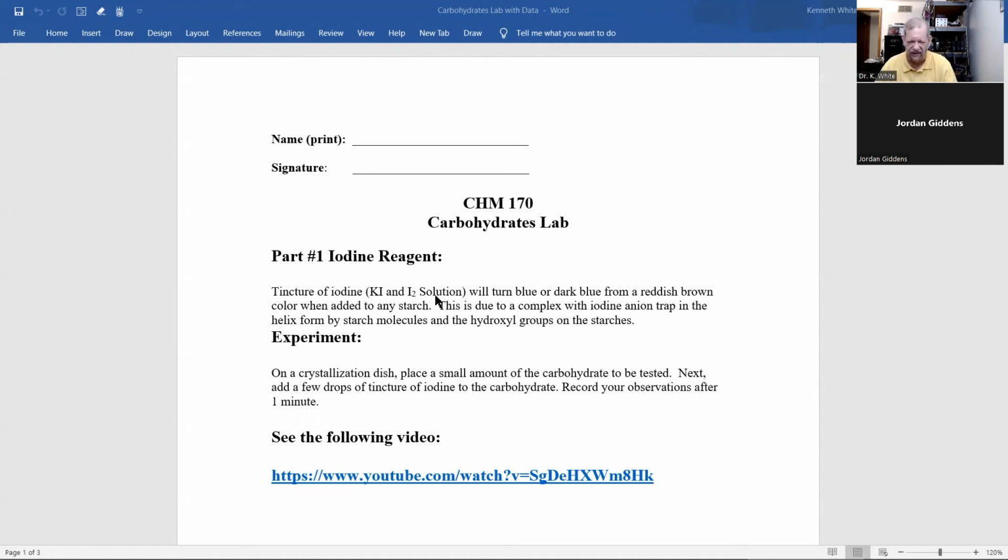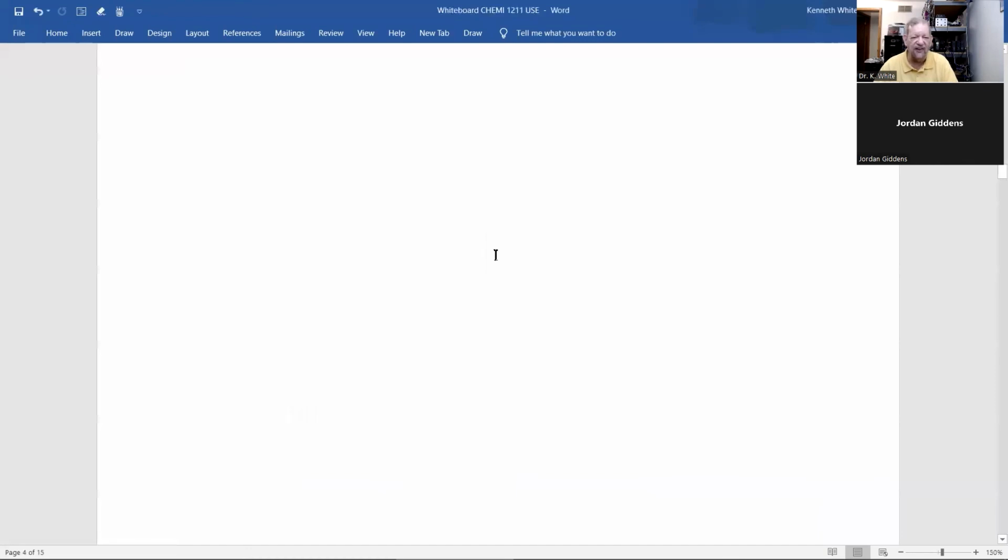They used a reagent. Originally, iodine would react with starch to give a dark blue color, so blue it almost looks black. Now, iodine is not soluble in water, so pay attention. Someone found out if you took iodine and reacted it with potassium iodide, you get potassium triiodide, K plus I3 minus. And this is now water soluble.